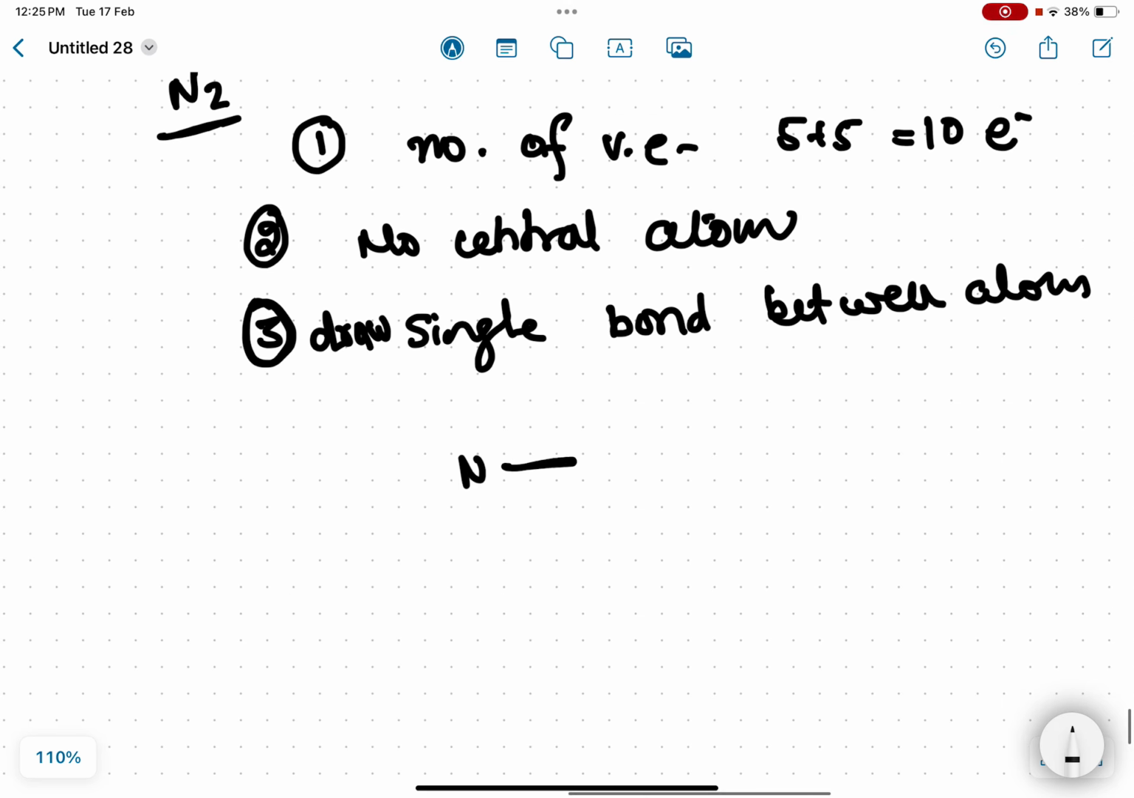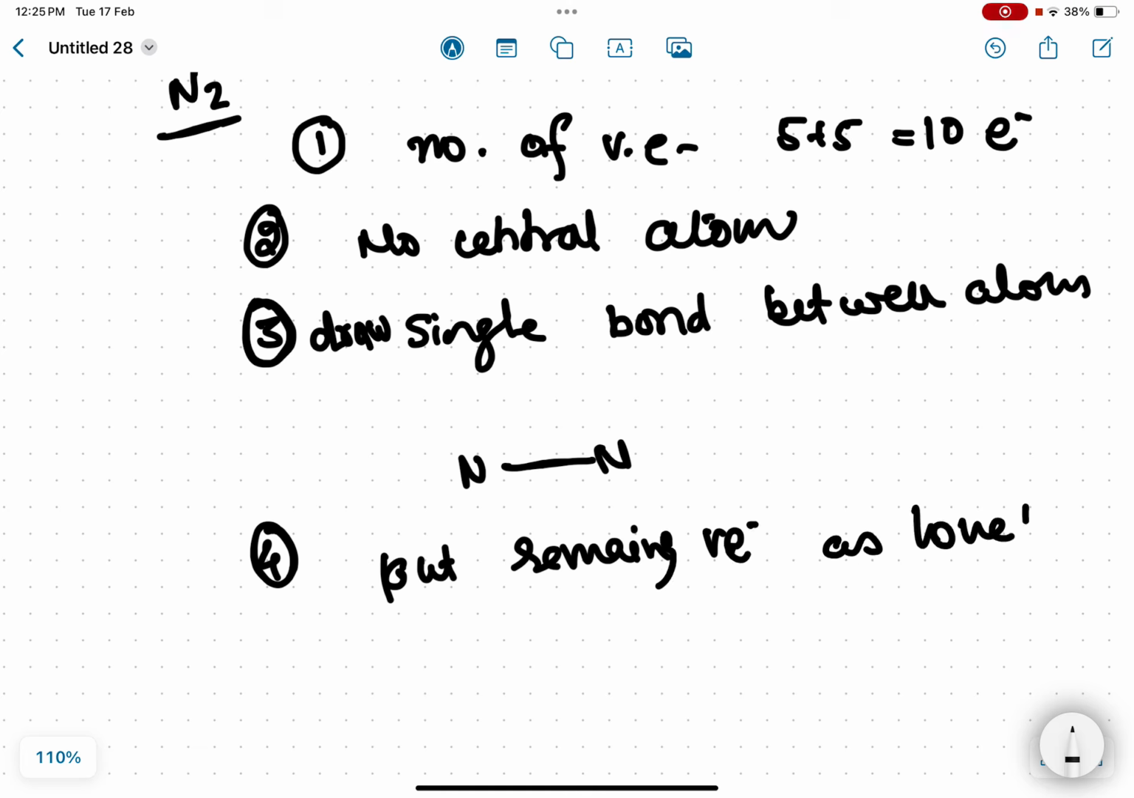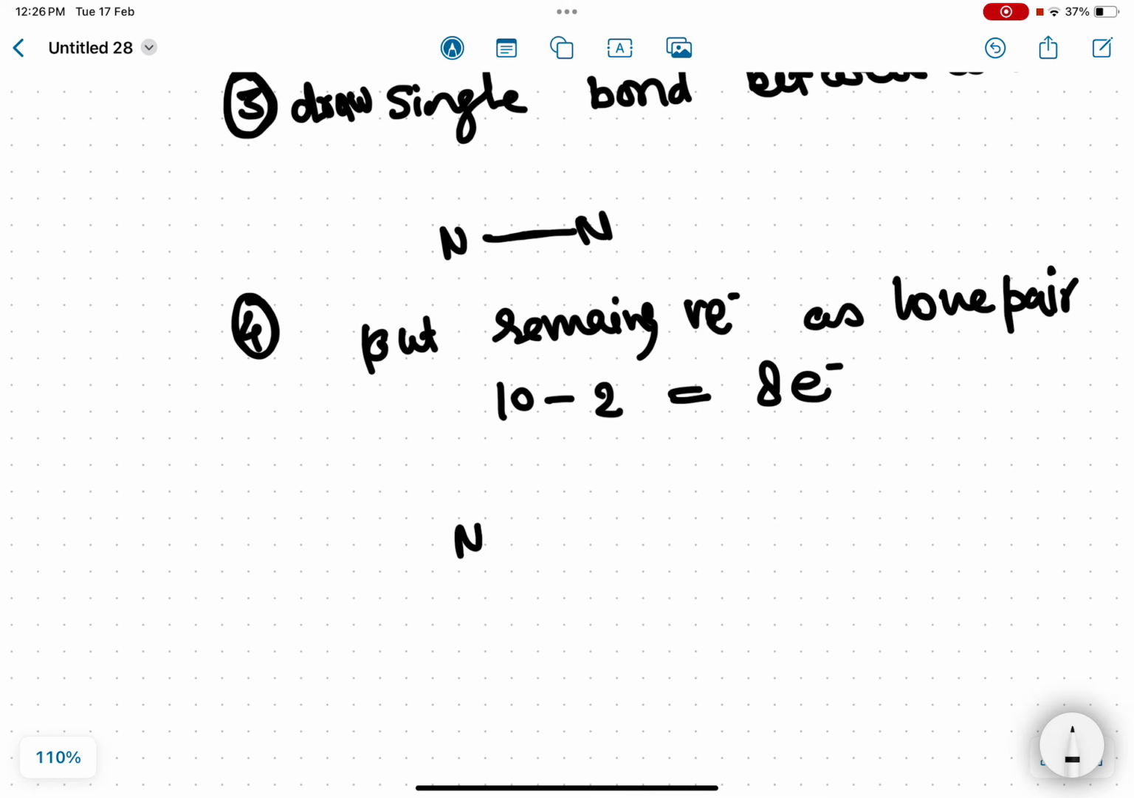So nitrogen. Fourth step, put the remaining valence electrons as lone pairs. So here 10 electrons were there, 2 electrons in bonding have already been consumed, so 8 electrons are remaining. So now we can put these 8 electrons as lone pairs.